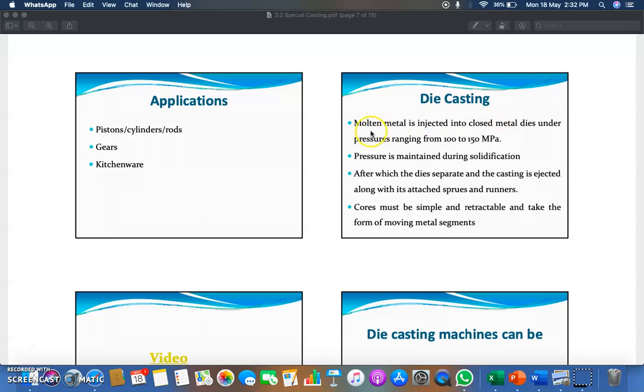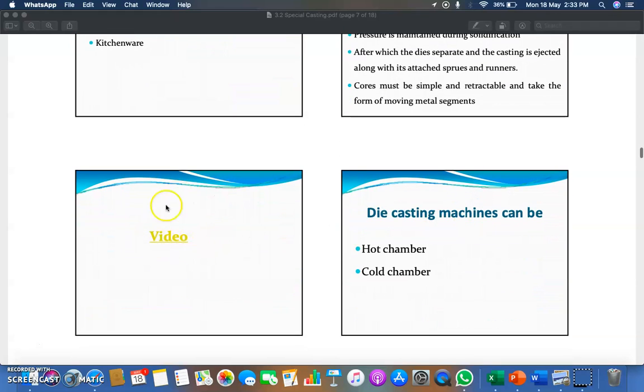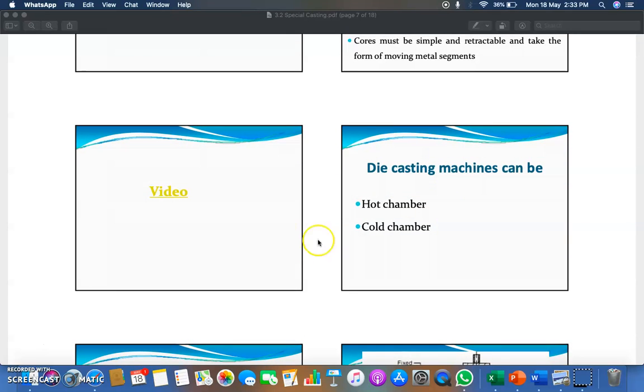Basically, in die casting, molten metal is injected into closed metal dies under pressure ranging from 100 to 150 megapascal. Pressure is maintained during solidification, after which the die is separated and the casting is ejected along with its attached sprues and runners. Cores must be simple and retractable and take the form of moving segments. There is a video that I will provide the link for in the description box of this content. Then you can browse that video.